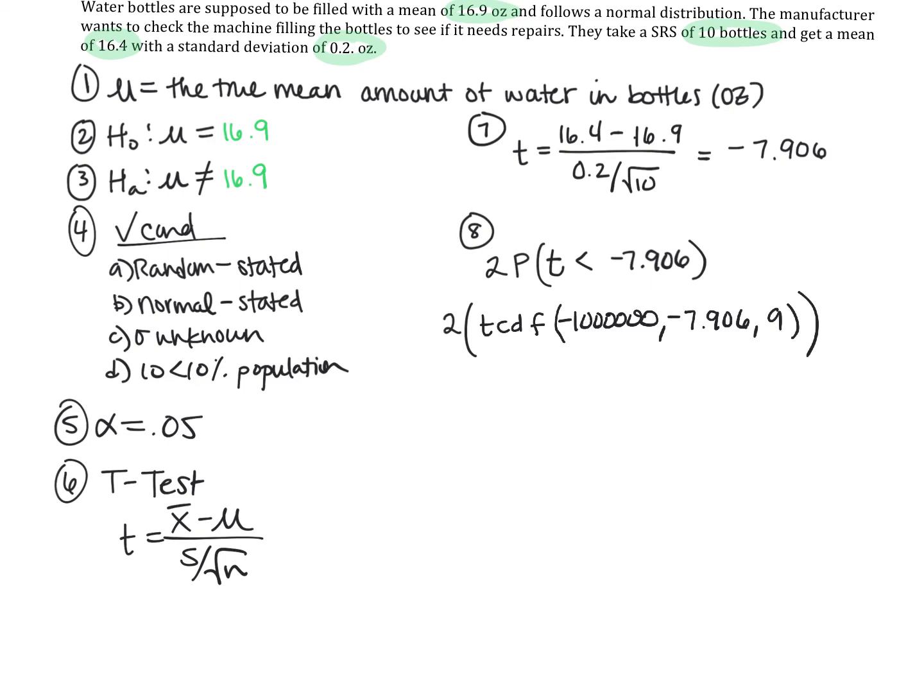Okay, so this is equal to 2.432 times 10 to the negative fifth, which you know is 0.00002432. It's really small. So when I compare this to alpha, what am I doing to the null? Reject.